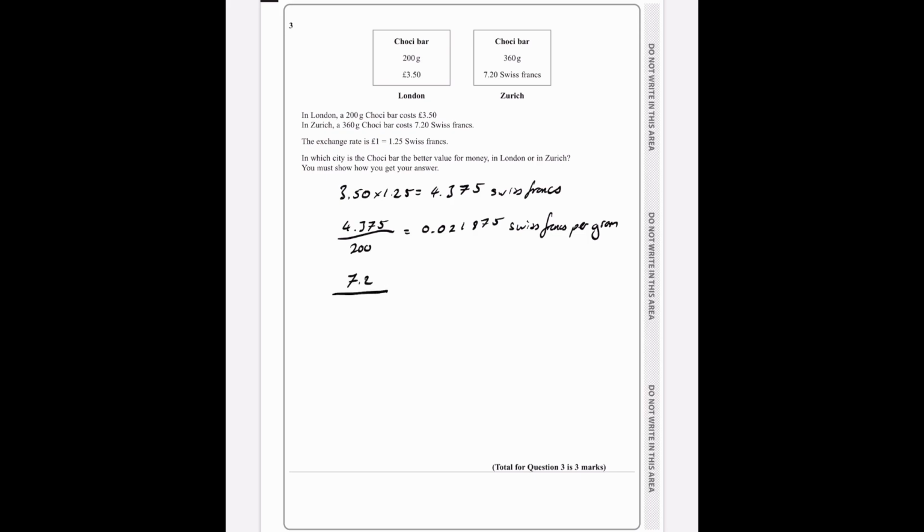Then for the Zurich chocolate bar, we can divide our 7.2 by 360. It comes out as 0.02, which is slightly less Swiss francs per gram. And so we can conclude that the Zurich chocolate bar is better value for money than the London one.